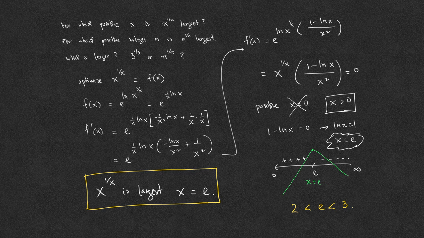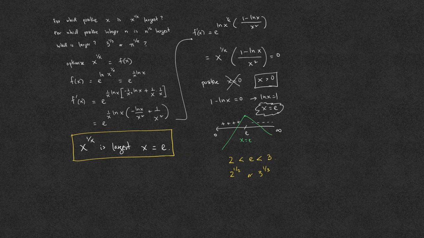Although we know that 2 is in the increasing interval and 3 is in the decreasing interval, we can't tell immediately which one is higher, 2 to the 1 over 2 or 3 to the 1 over 3 power, because both of them are more than 1.